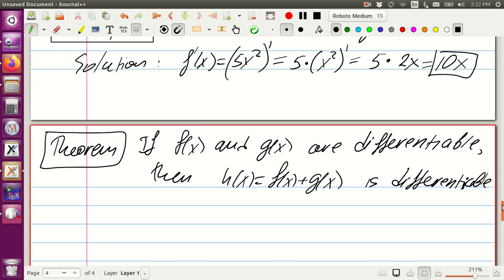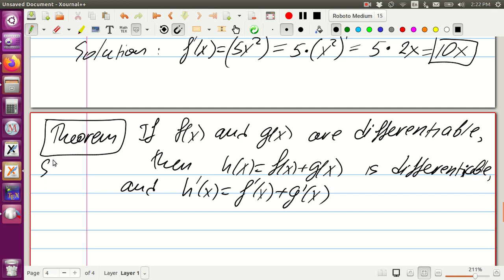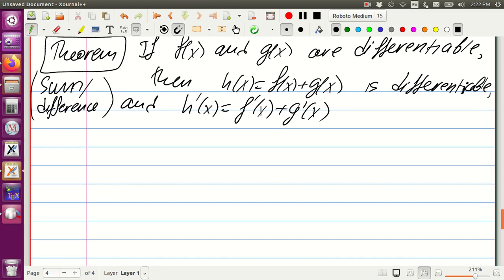But not only is it differentiable, but we can also find its derivative. So we say h prime of x is equal to f prime of x plus g prime of x, and this is a sum rule. But if it's a sum rule, it's also a difference rule. So sum or difference rule. All right, so let's try to see how we prove this result.